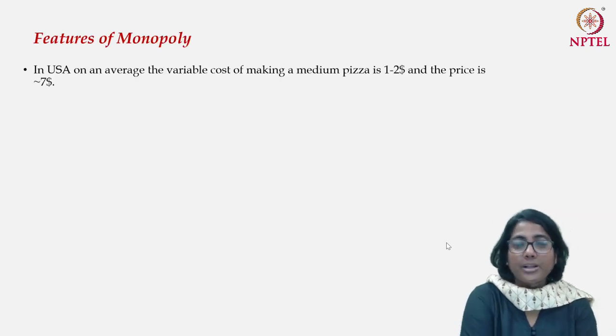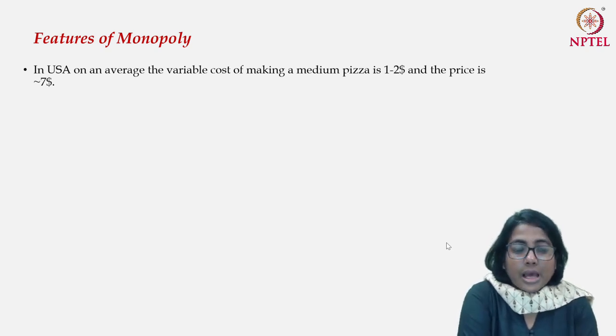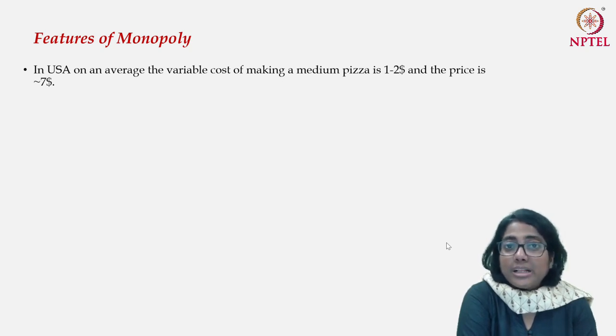What are the features of monopoly? Let us start with a couple of examples. Let us think about the pizza. In the US, on average, the variable cost of making one medium-sized pizza is $1 to $2, and the price of the pizza is $7. When I say the variable cost of producing one medium pizza, you can also think about it as the marginal cost of producing one pizza, right? What does this cost include? This will include the cost of the flour, the cheese, other ingredients, the payment to the labor, the electricity bill that you are probably paying to run the facility, and so on.